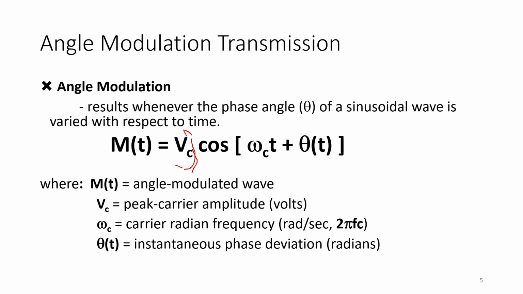This is the equation of your angle modulated wave. VC is the peak carrier amplitude, in terms of voltage. Omega C is your frequency, and this is our phase. They are both in radians, although frequency can also be expressed in hertz. So this is our equation for angle modulation. This time our amplitude is held constant while we only vary the phase angle.